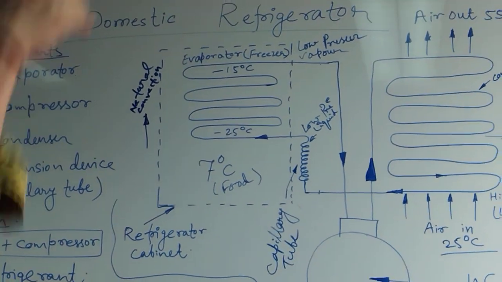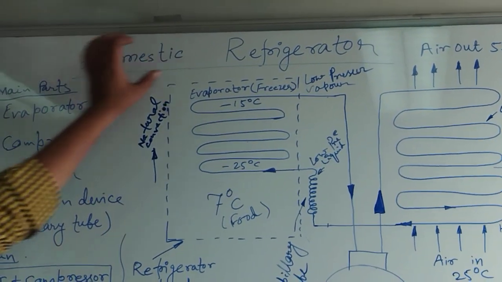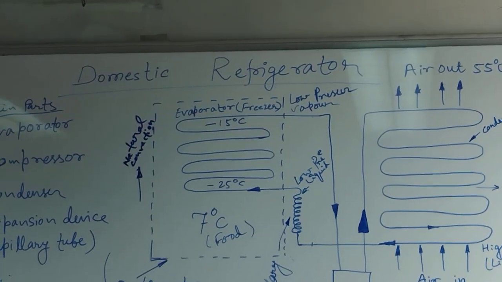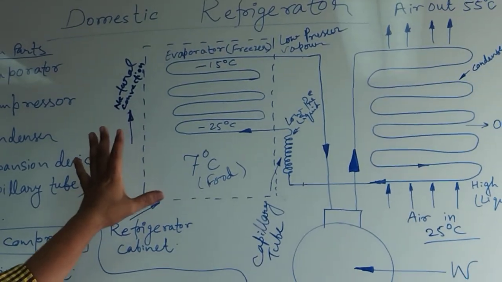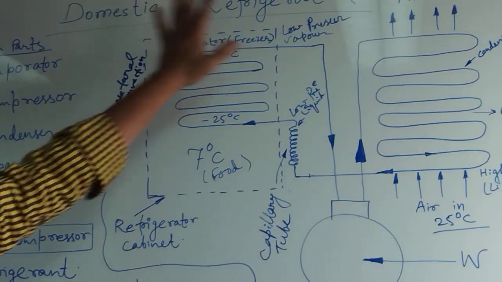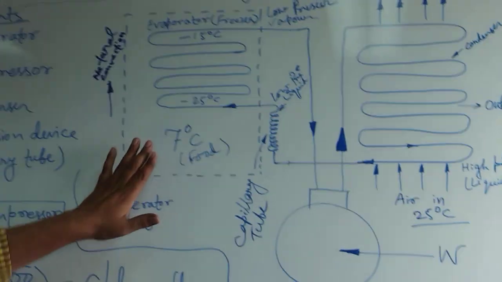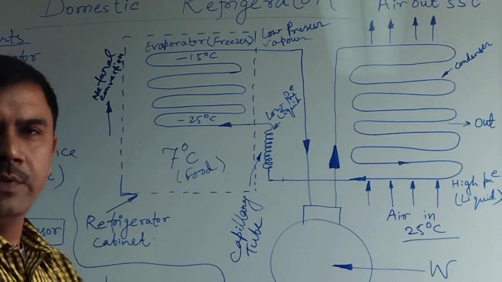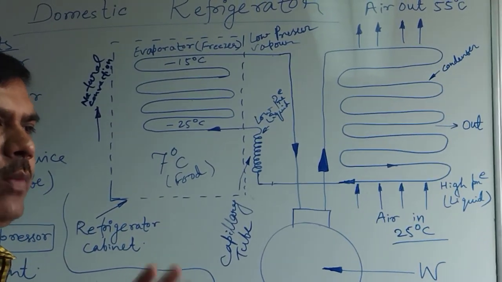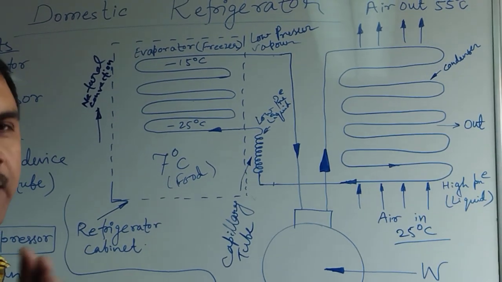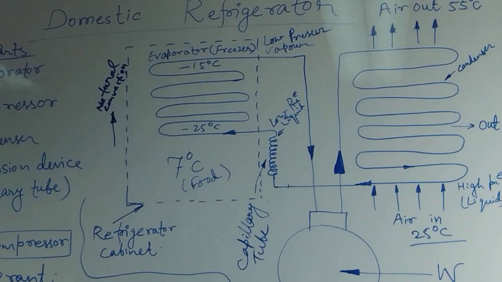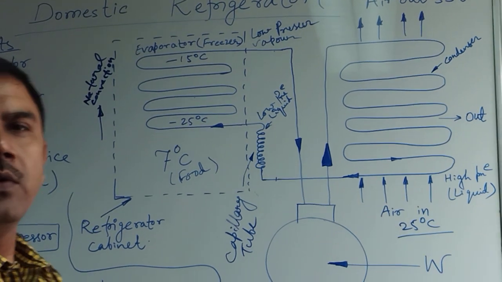Now the next part is the domestic refrigerator, the schematic diagram of the domestic refrigerator. First, our domestic refrigerator is used for storing food, at a temperature lower than the environmental temperature. Therefore, for a long time our food will not be destroyed.